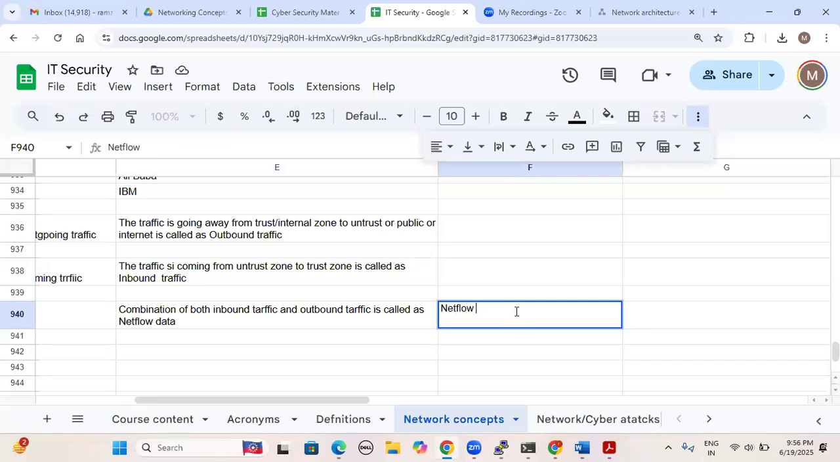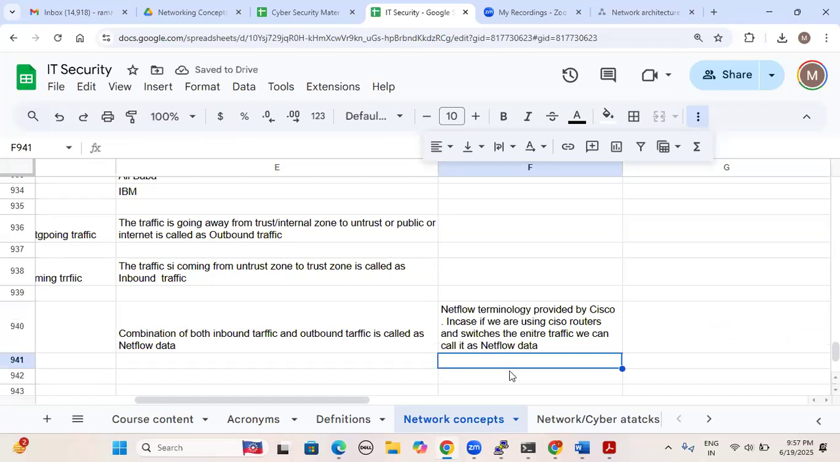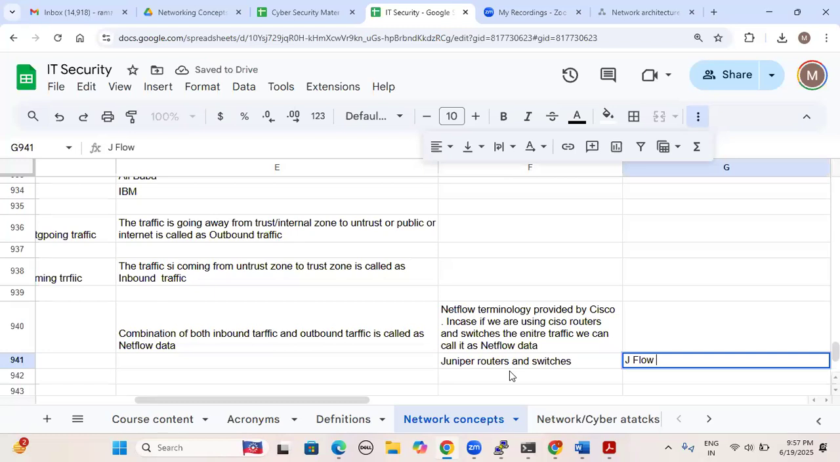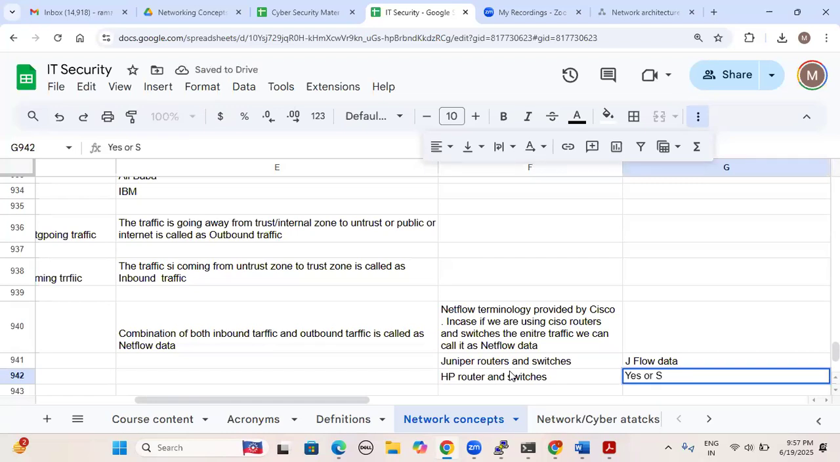The net flow terminology is provided by Cisco. In case you are using Cisco routers and switches, the net flow data, the entire traffic, we can call net flow data. This we discussed previously. In case it is Juniper routers and switches, then we call it JFlow data. If it is HP routers and switches, we call it sFlow data, single s, flow data.